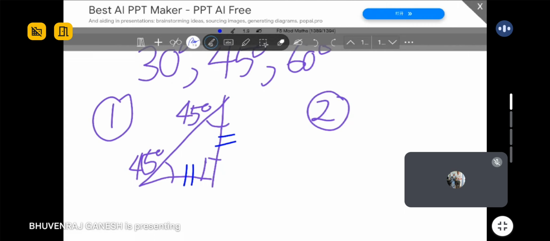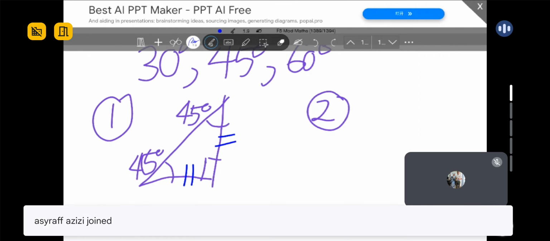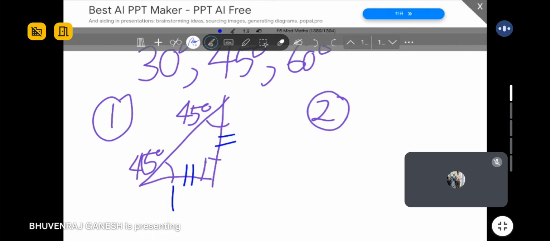Okay, so basically, if the panjang segitiga is sama, nisbah dia akan sama juga. Betul? The ratio will be exactly the same if the lengths are the same. Okay, so let's say I assume this length is 1. So this length will also be 1. Dua-dua panjang akan satu.